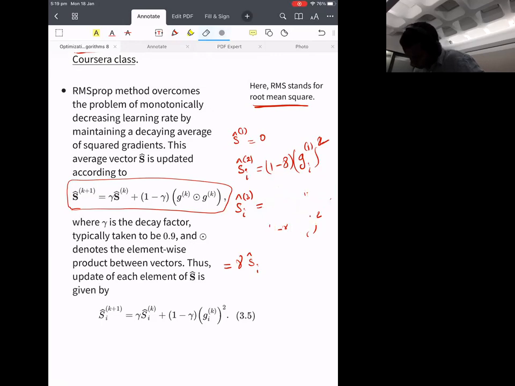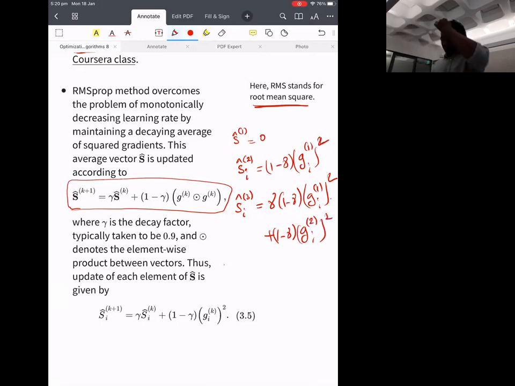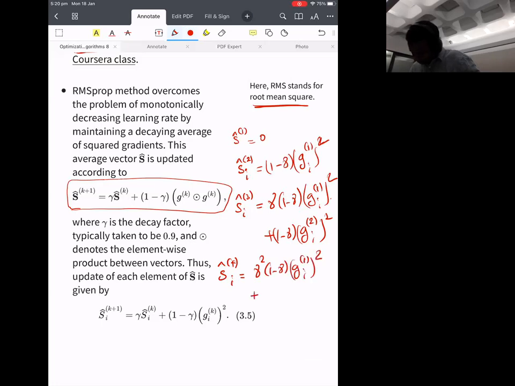Let me do it once again. What we have is gamma into 1 minus gamma gi1 whole square plus 1 minus gamma into gi2 whole square. So if you continue to do this, then what we get for the ith component is gamma square 1 minus gamma gi1 whole square plus gamma 1 minus gamma gi2 whole square plus 1 minus gamma into gi3 whole square. So you understand what this recurrence is.